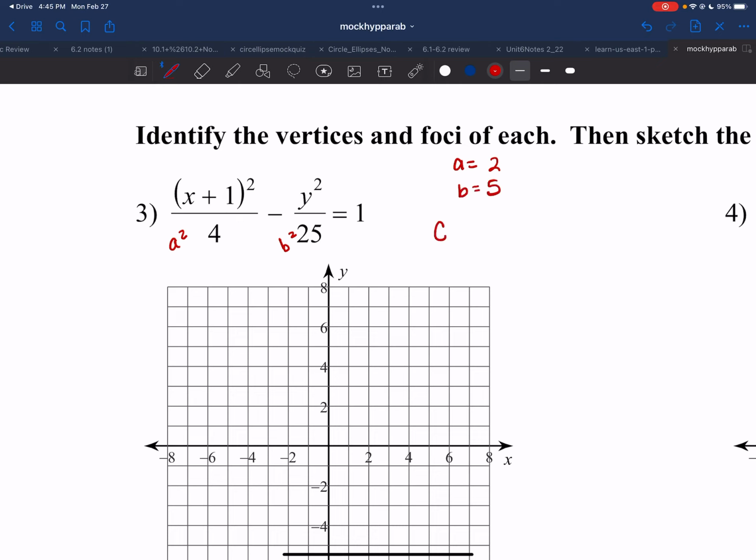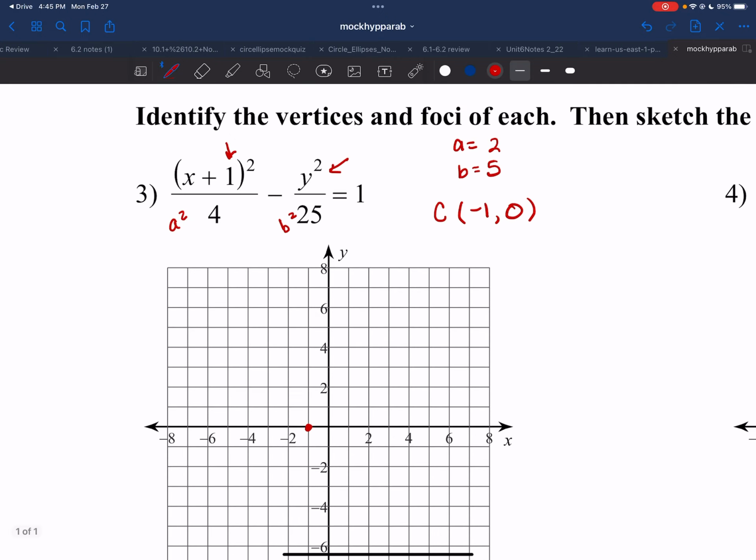And then I look at where my center is located, and my center is going to be at -1, 0. So -1, 0 is right here. My vertices, there's 2 of them, are going to go 2 away from my center in the direction of the actual graph itself. Well, how do I decide how the graph is going? So my graph could either go like this, or it could go like this.